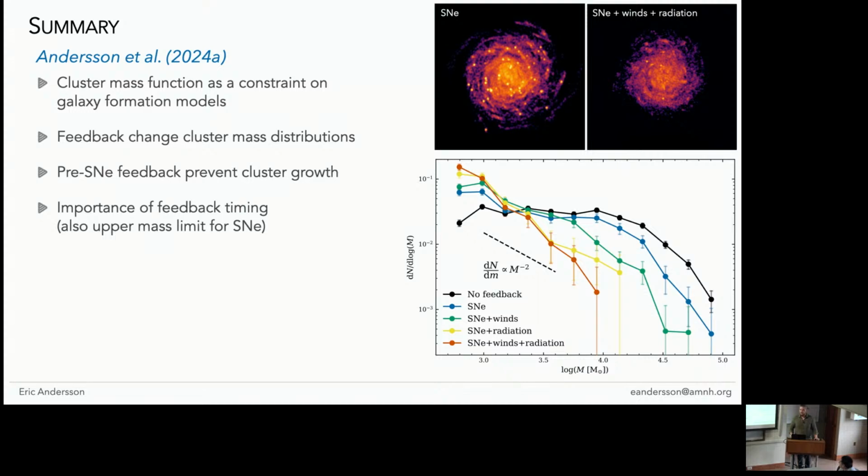So that's kind of what I have to tell you. That's the story of my talk. I think the cluster mass function can be used as a constraint for galaxy formation models. I found that feedback changed the cluster mass function. Basically, the main conclusion is that pre-supernova feedback prevents cluster growth, and that makes the mass function into this fairly steep power law. And at the end, I also mentioned that the details of how we implement these types of models in our simulation actually matter for the results that we get out. If you're interested in any of the details, this is in a published paper that I published earlier this year, and I'm very happy to take any questions.